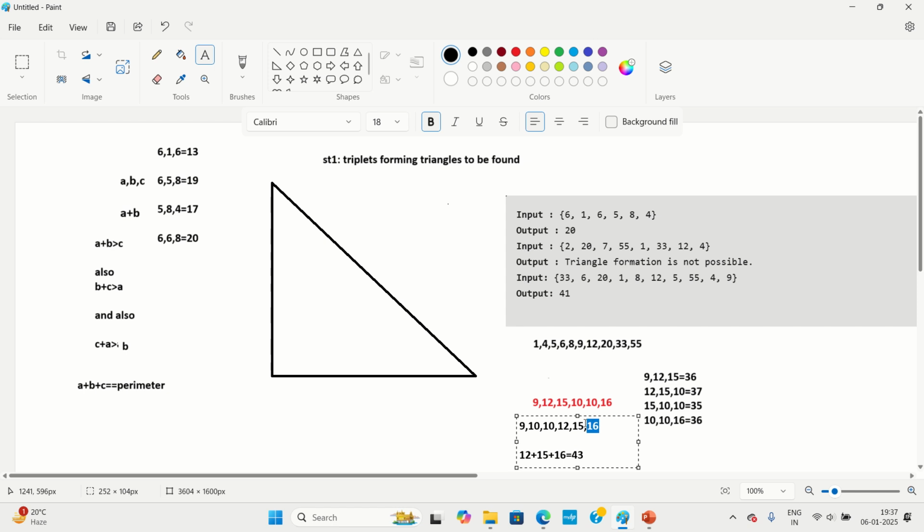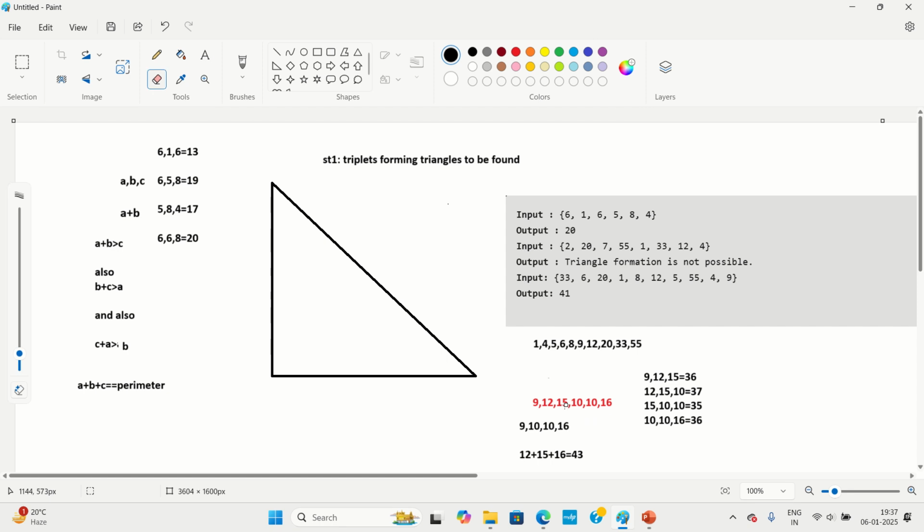But suppose here we didn't have this 12, 15, 16. Suppose 12 and 15 were not present. Let us take this part only. Suppose from here I am removing 12 and 15. Okay. And let us suppose 10, 10, 16 is forming 36. And we can take some other example. Say suppose, what can we take?